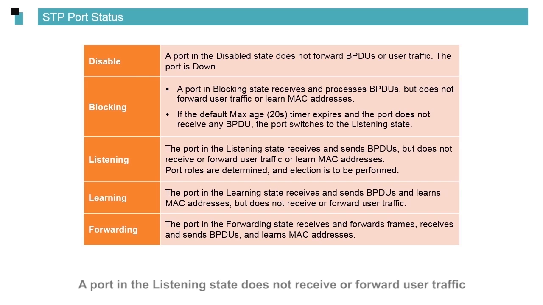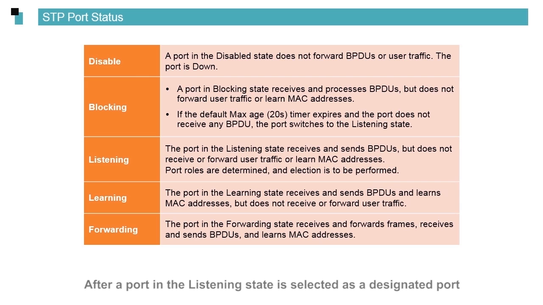A port in the listening state does not receive or forward user traffic or learn MAC addresses. The port undergoes role selection to determine whether the port is a root port or designated port, or whether it is to be blocked. If the port is selected as a designated port, it enters the learning state. A port cannot change directly from the listening state to the forwarding state. This is because the port in the listening state and its MAC address table entry are empty. If the port changes directly to the forwarding state, the switch would simultaneously receive and flood a great amount of traffic. To prevent such flooding, the learning state was introduced.